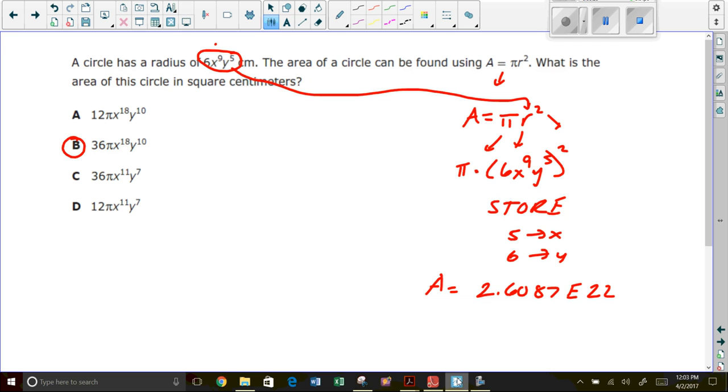So let's come over here and write that down. This answer was 2.6087 E22. Since it did match exactly, answer B is the correct solution.